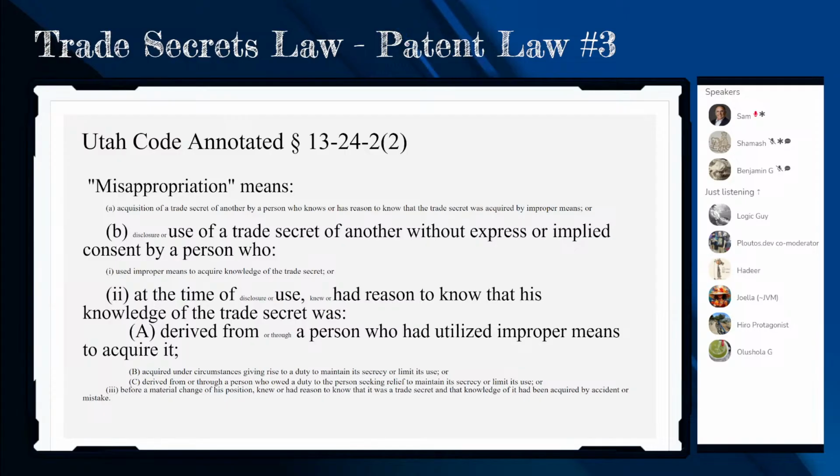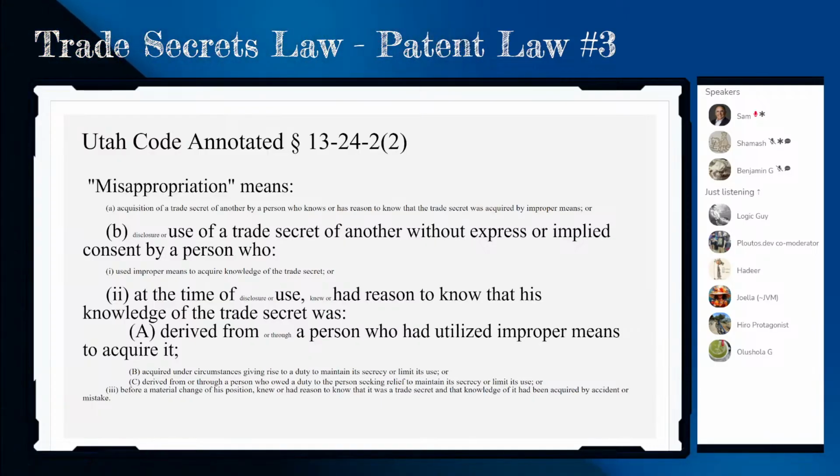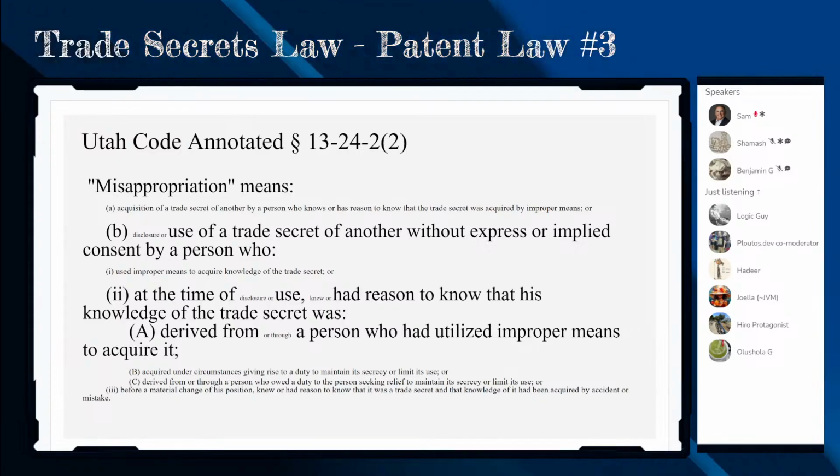So misappropriation means use of a trade secret of another without express or implied consent by a person who at the time of use had reason to know that his knowledge of the trade secret was derived from a person who had utilized improper means to acquire it. So what the hell does that mean?